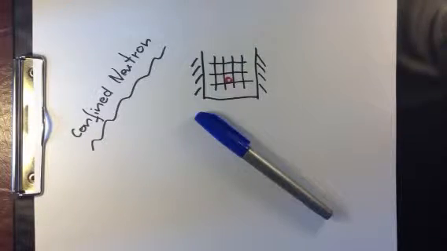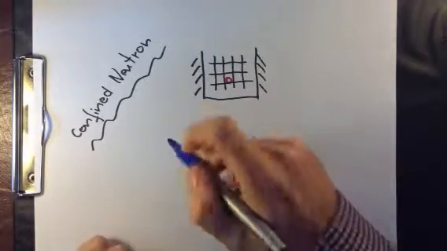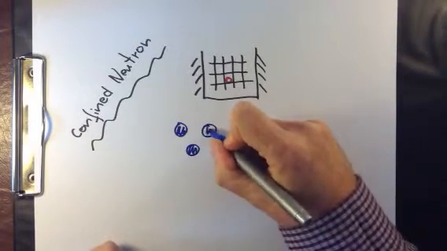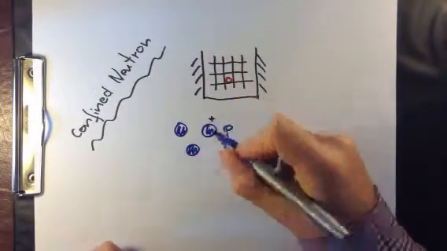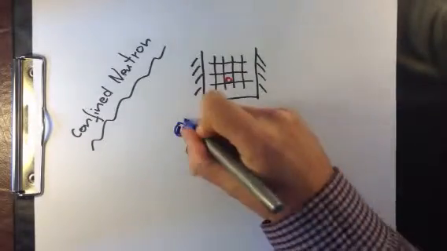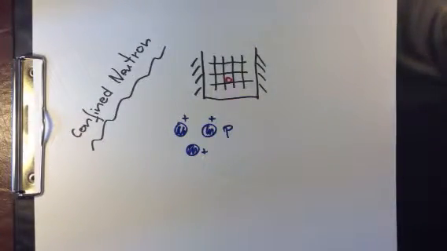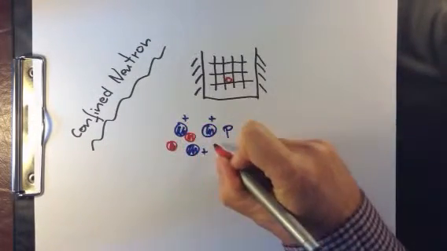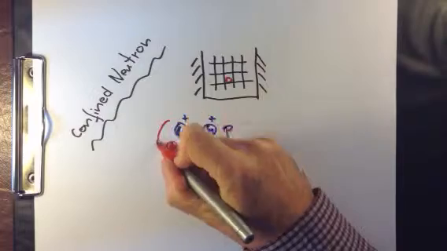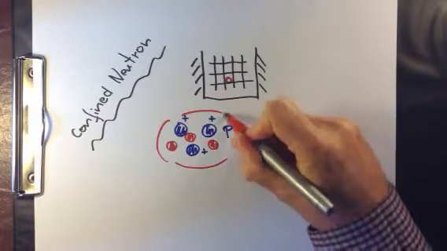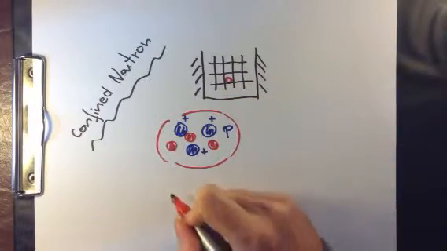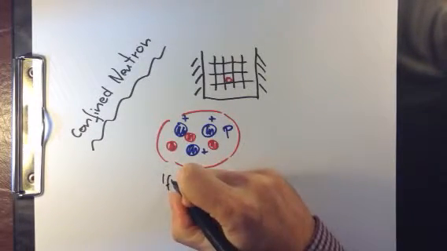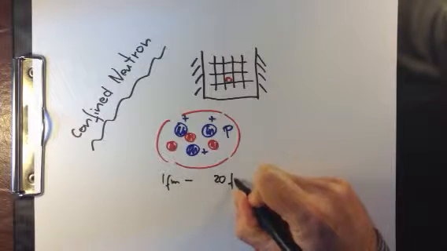A nucleus consists of protons and neutrons. These may be the protons. They have positive charges. The neutrons don't have any electric charges, but protons and neutrons attract each other via the nuclear force, and together they form a nucleus. Typically a nucleus has a diameter of somewhere between 1 femtometer and 20 femtometers.